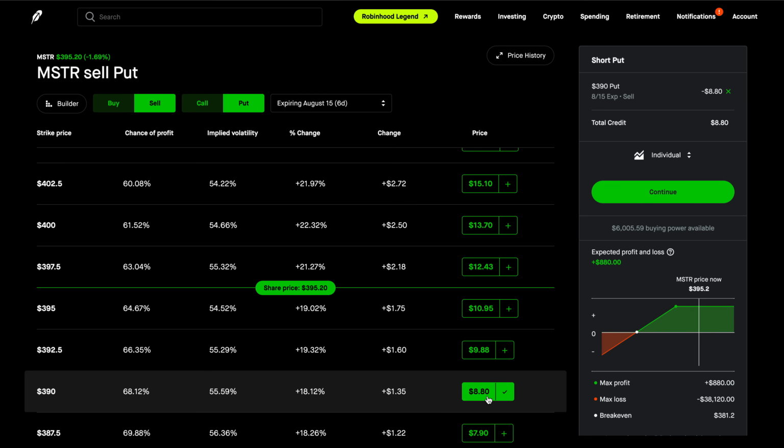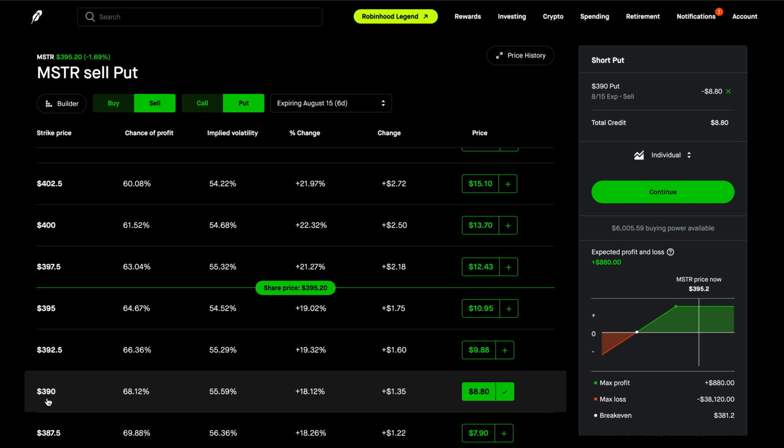But remember, each contract controls 100 shares. So we would multiply this by 100. That means I would get paid $880 to sell this cash secured put. Now in exchange for selling this put, I have to put up collateral. How much? Whatever the strike price is times 100. That means I would have to put up $39,000 in collateral. I would have to have $39,000 to be able to sell this put.